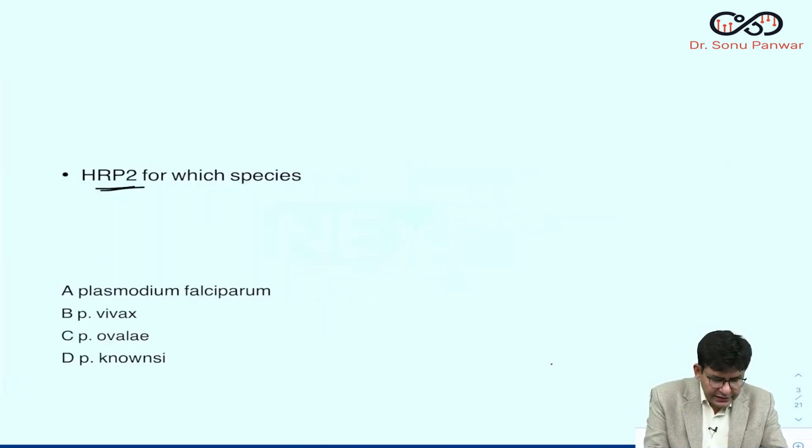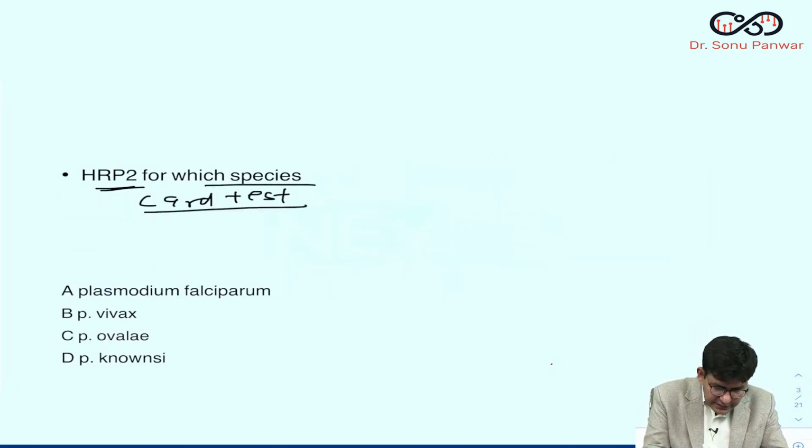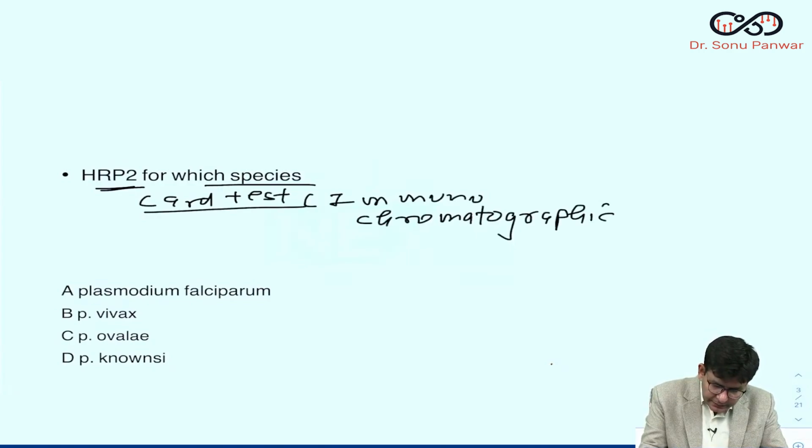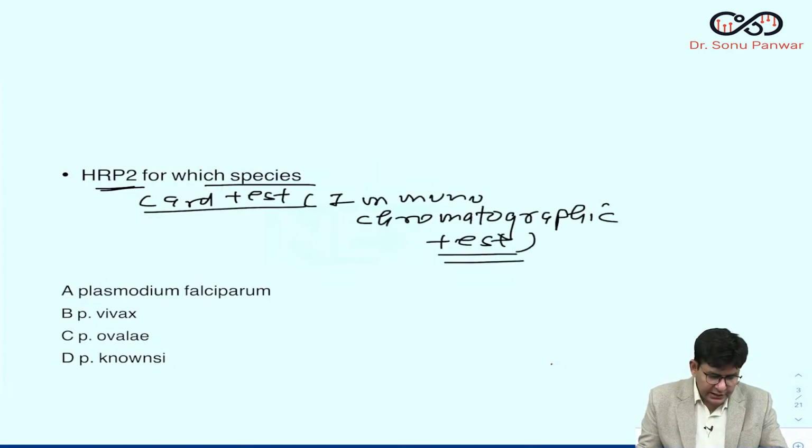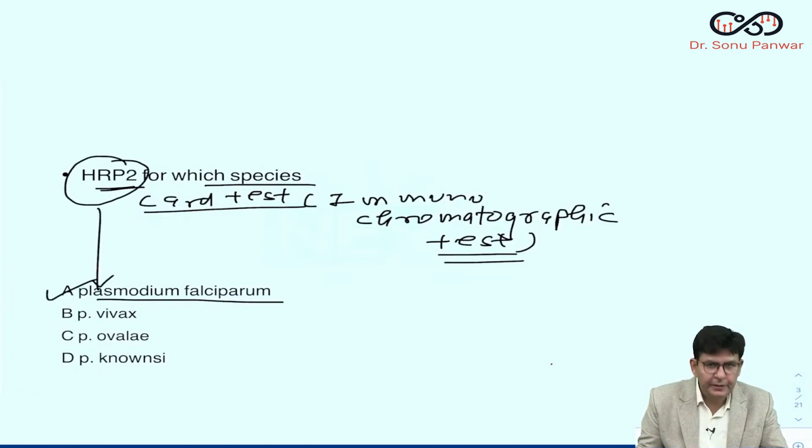Now, the second one, the HRP2 card test, which is an immunochromatographic test. This is a malaria antigen card test, and it is based on HRP2. I have already told you the answer is Plasmodium falciparum. Yes or no? Yes, please. ABCD, was it there? HRP2 based card test is used for which Plasmodium? So the answer is Plasmodium falciparum.